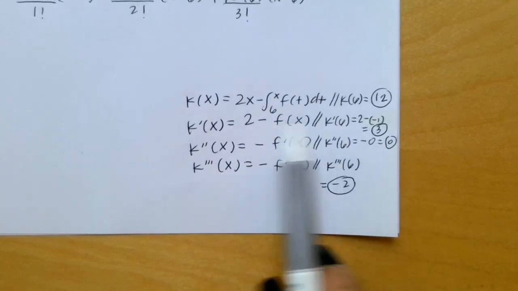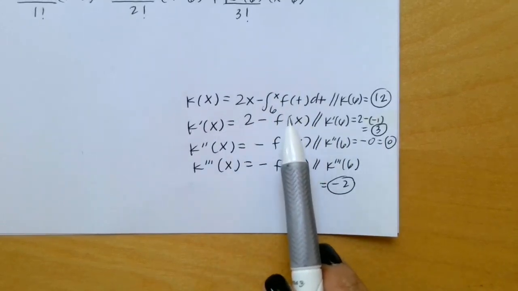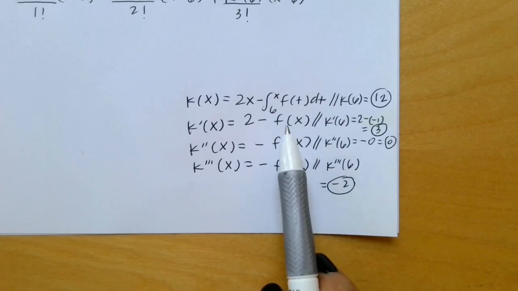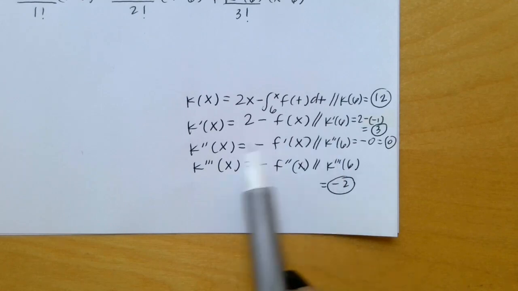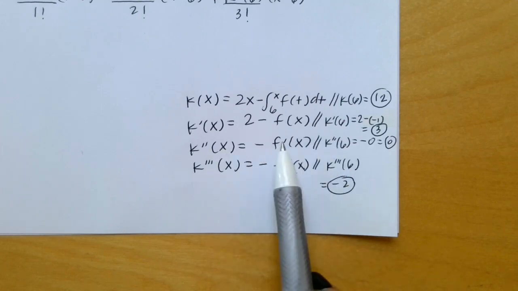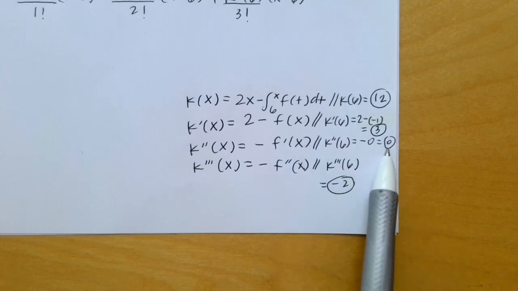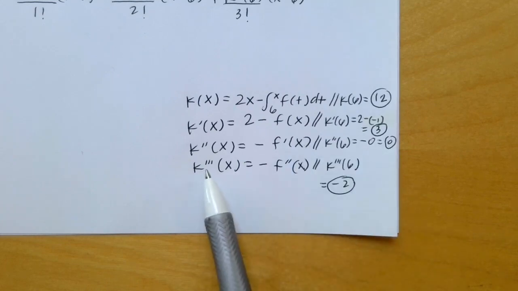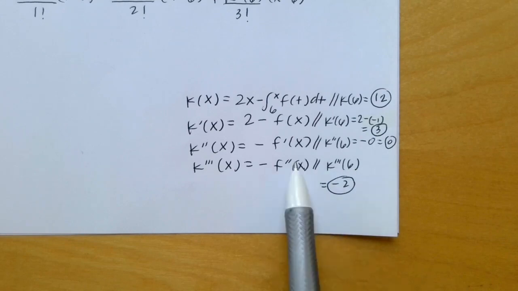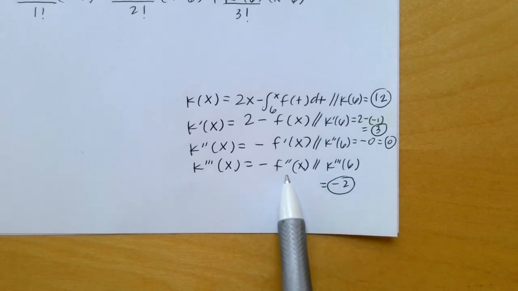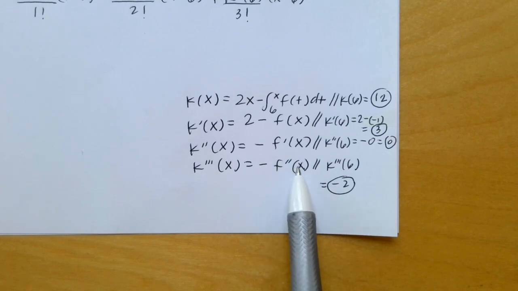When you find k prime of 6, we plug the 6 right here. F of 6 is given in the original problem as negative 1, so this ends up being 3. K double prime of 6 is going to be negative f prime of 6. F prime of 6 from the graph is 0, so you just get 0. And then the third derivative of k at 6 is going to be f double prime of 6, and the slope of the tangent line of f prime at 6 was positive 2, so this becomes negative 2.